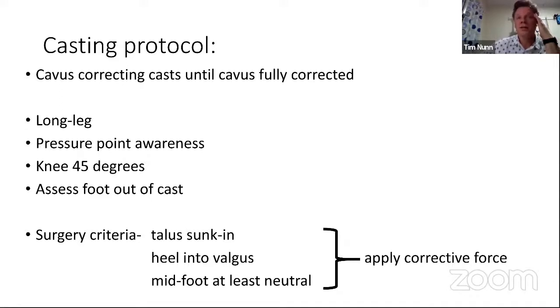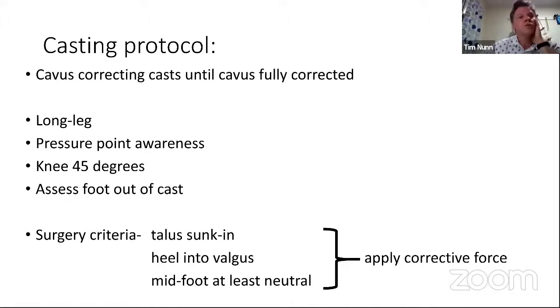All our casts are long leg. This doesn't mean they go to the groin though. So long as they get as far as the mid-thigh, we think that's okay. That seems to control rotation enough. Again, pressure point awareness, the knee is at 45. There is a problem with long-term casting and knee stiffness. So we reduced our knee flexion from 90, which we use for infants, to 45 degrees in these older children. And then the assessment of the foot is out of cast. What you think you see on the cast and when the cast is removed may be different things.